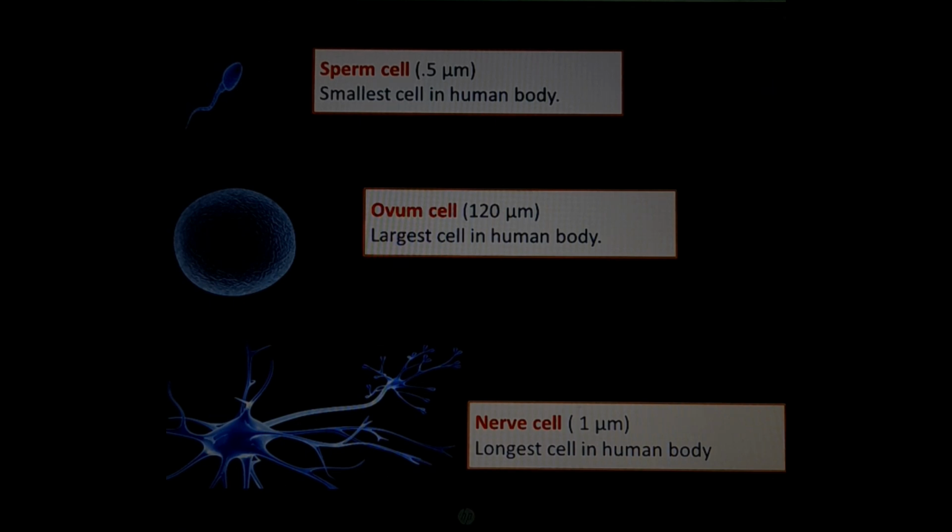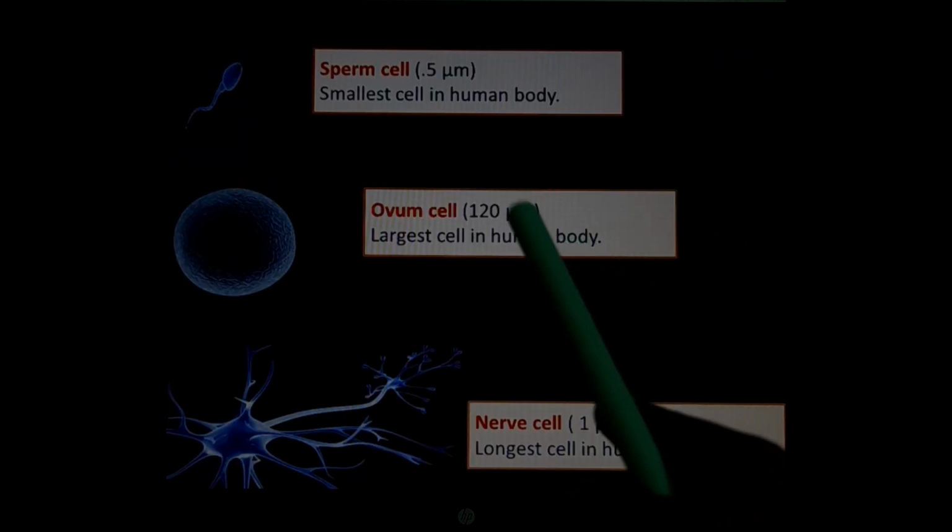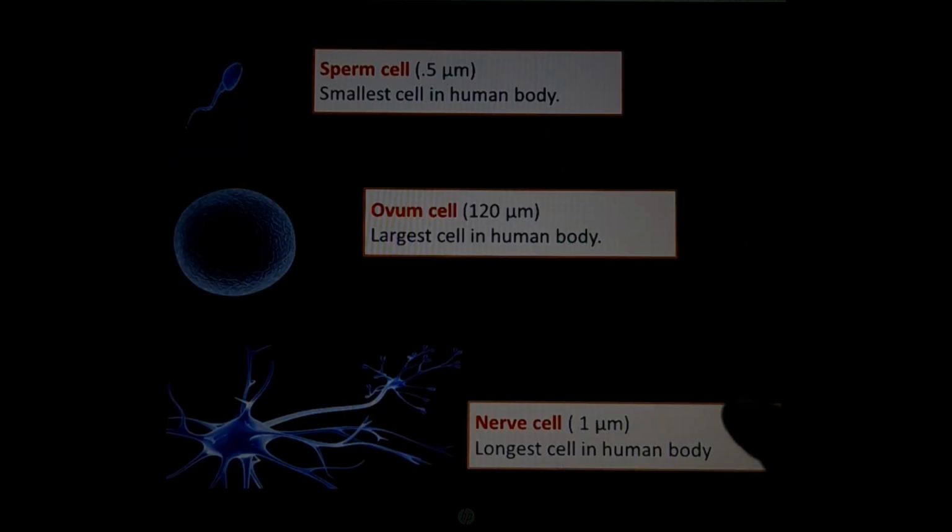But especially concentrate on this: what is the smallest cell? If the question is what is the smallest cell, then definitely the answer will be the mycoplasma. But what is the smallest cell in the human body? That will be the sperm cell. Same as the largest cell, that will be the ostrich egg. But when we discuss the largest cell in the human body, that is the ovum cell. And the longest cell in the human body is the nerve cell.